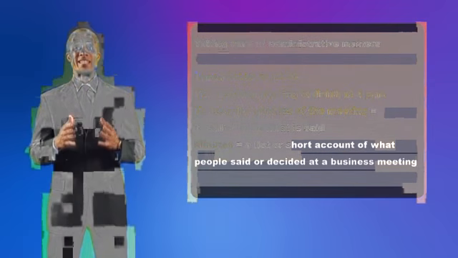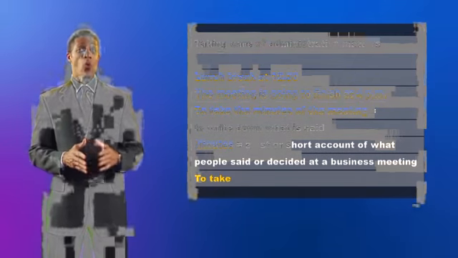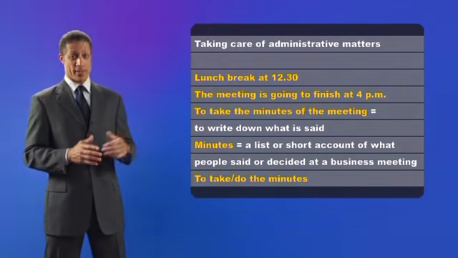That is, to write down what is said. The minutes is a list or short account of what people said or decided at a business meeting. You can take or do the minutes.